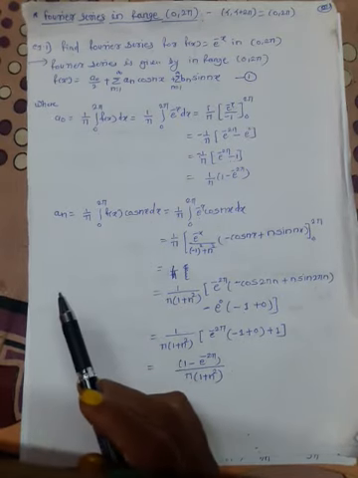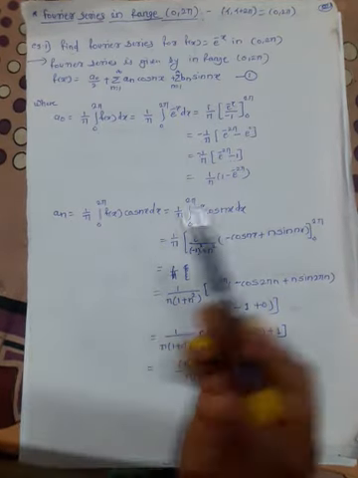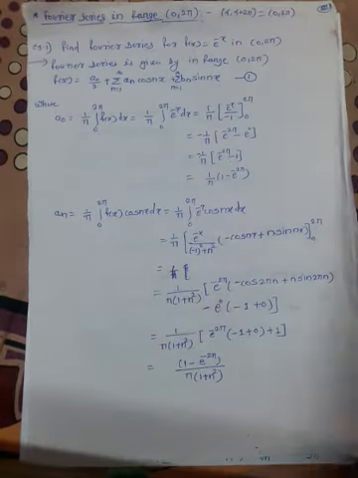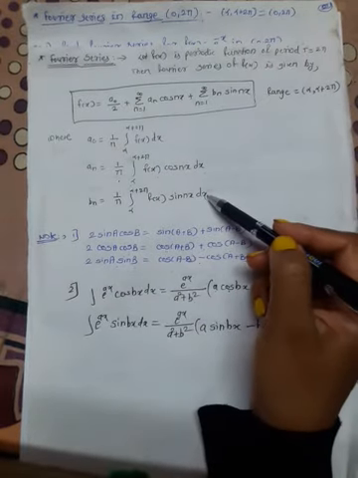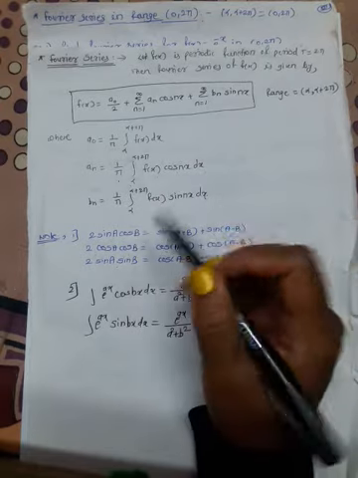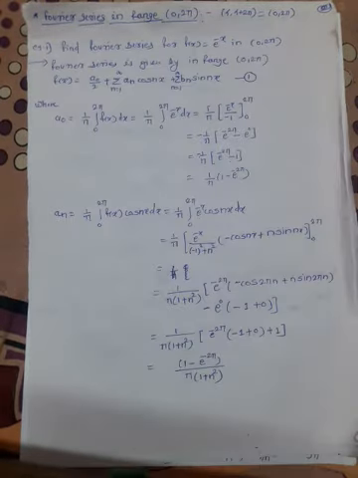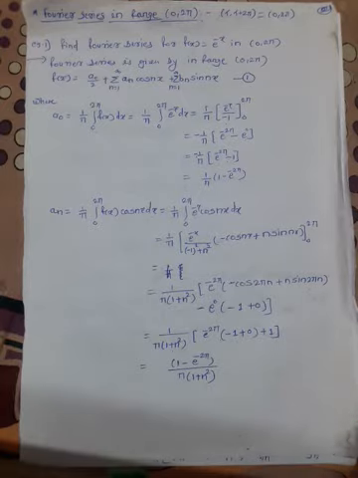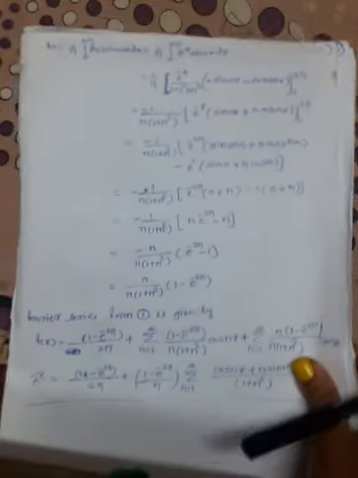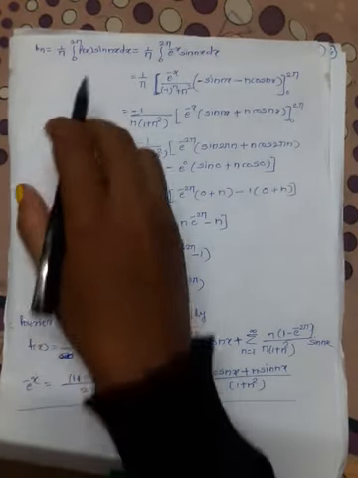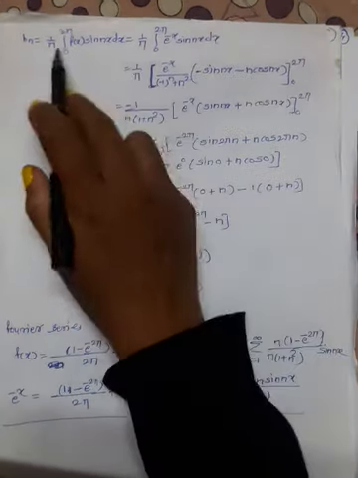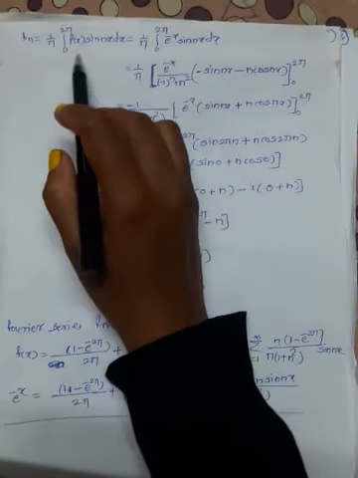Now similarly we have to calculate bn. Once you find out an, bn is very easy. What is the difference between an and bn? The only difference is replacing cos by sin; the rest of the terms are as it is. Now let us start with bn. bn is 1 upon pi, formula first, integration 0 to 2 pi f(x) sin nx.